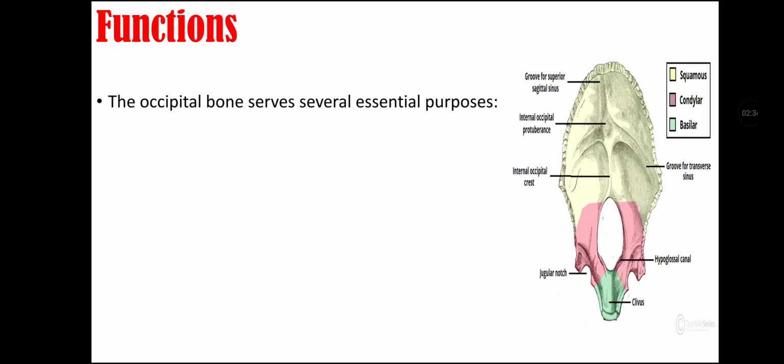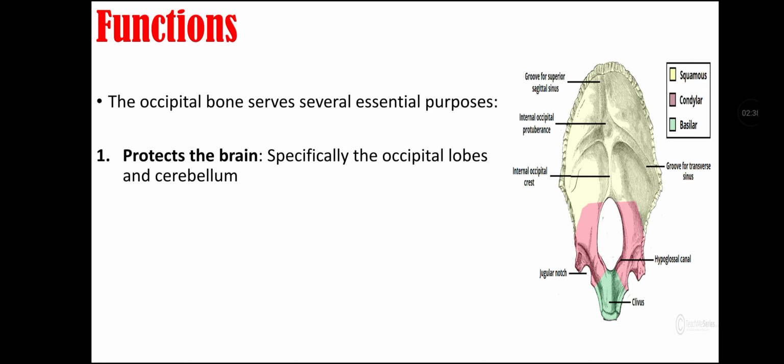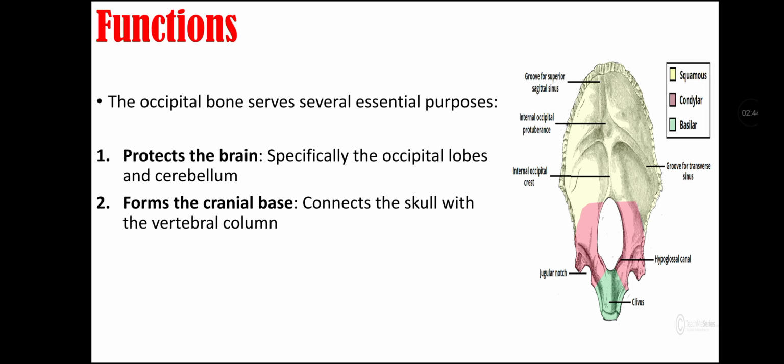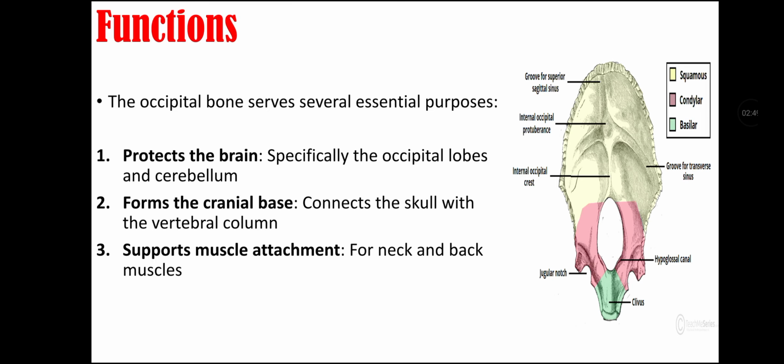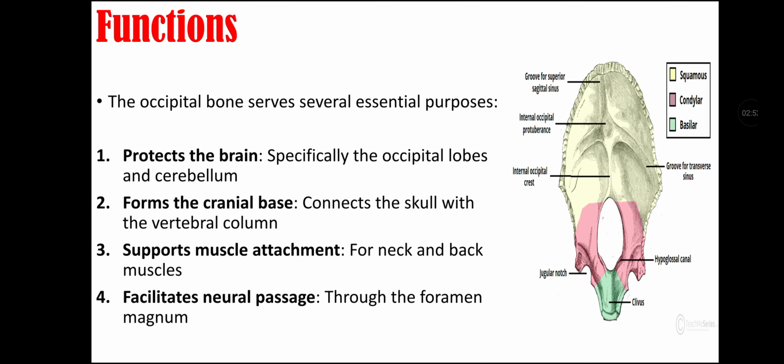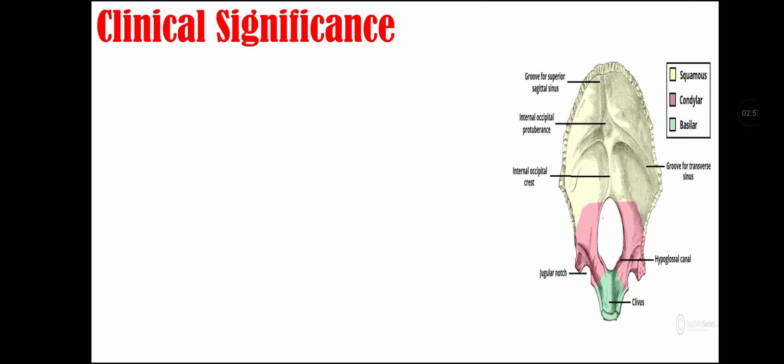Functions of occipital bone. The occipital bone serves several essential purposes. First, it protects the brain, especially the occipital lobes and cerebellum. Second, it forms the cranial base as it connects the skull with the vertebral column. Third, it supports muscle attachment for neck and back muscles. Fourth, it also facilitates neural passage through the foramen magnum.